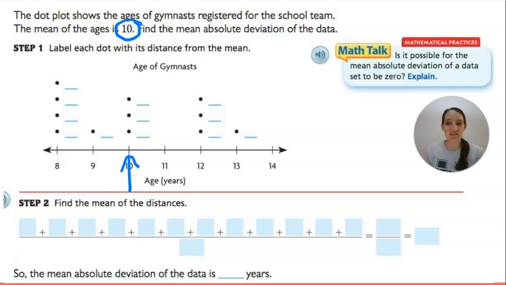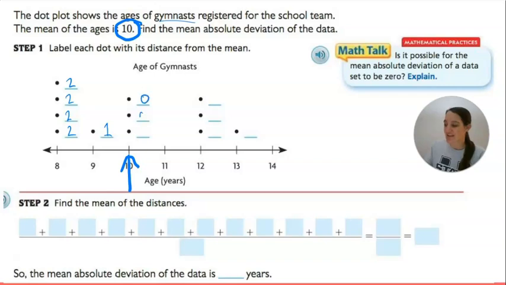The first thing we're going to do is find the absolute value. We're going to find the distance that these numbers are from the mean. So all of these 8s right here, what are these? The ages of gymnasts. Okay, so all of these 8-year-olds are 2 years away from the average age. Do you see 8 is 2 away from 10, which means that this 9-year-old is 1 away from the mean.